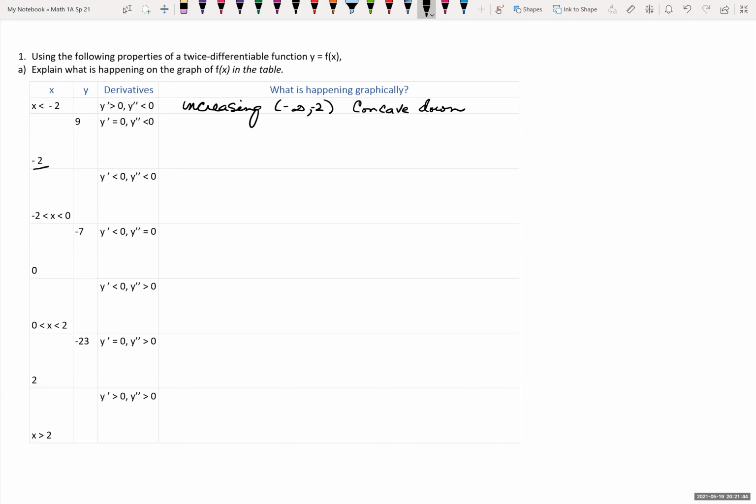When x is -2, we get that y is 9. So we have a point at -2, 9. We're given that the first derivative is equal to 0. So we know that this is a horizontal tangent line. So it's probably going to be a max or min. And we'll know after we look at the next piece, or just a horizontal tangent line, which we've seen can happen without being a max or min.